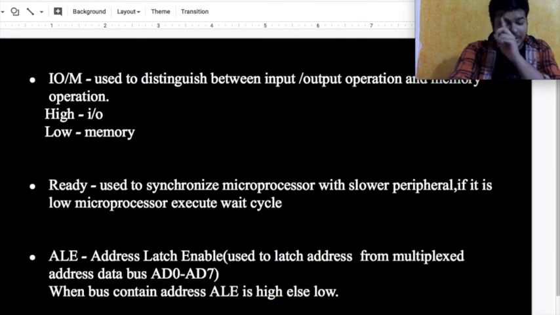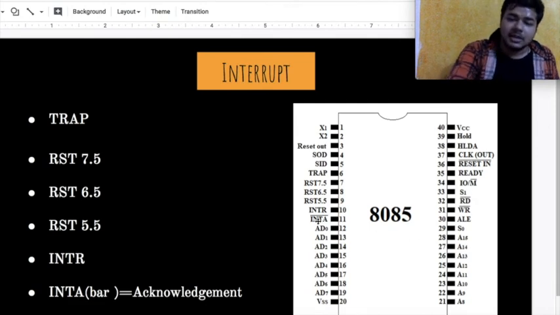Now coming to the ALE. I will explain the functioning of ALE: when ALE is 1, it means the AD0 to AD7 pins are carrying the address, and when it is 0, it means they are containing data. These are known as system buses, AD0 to AD7 and A8 to A15.